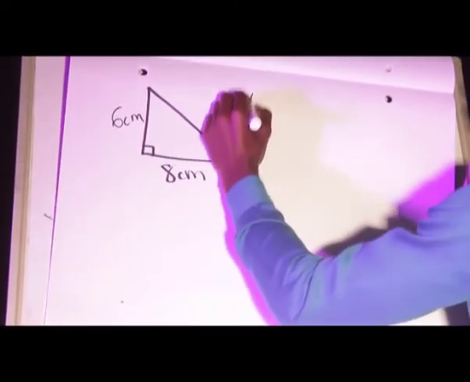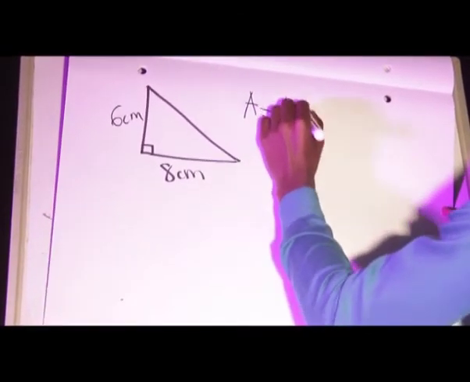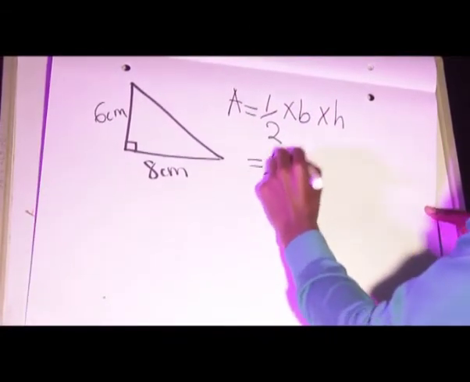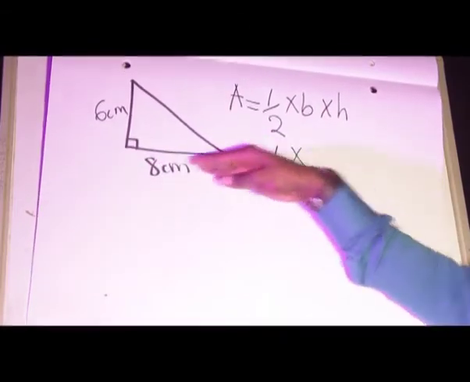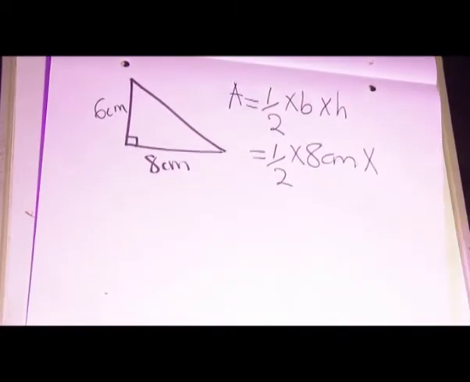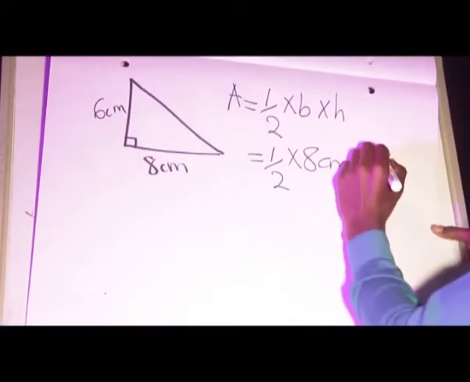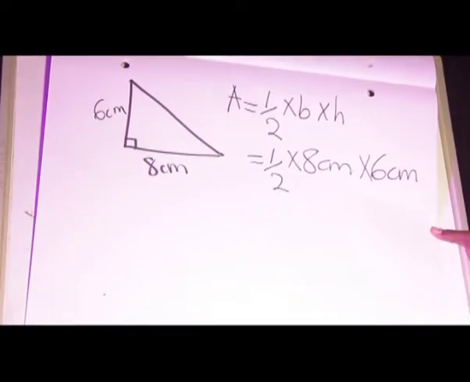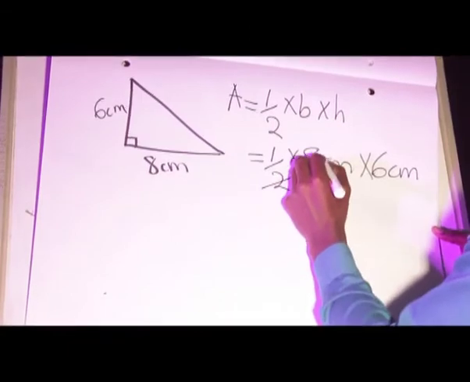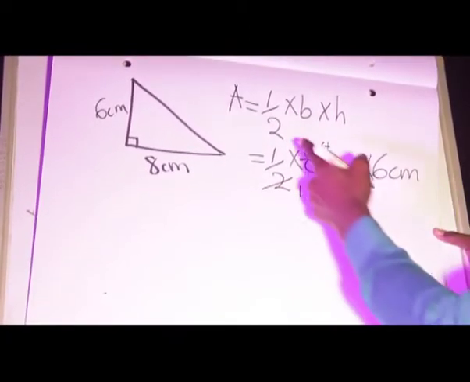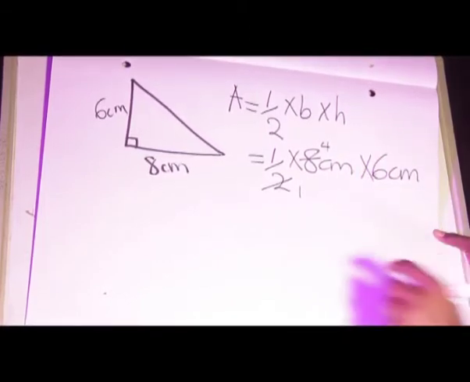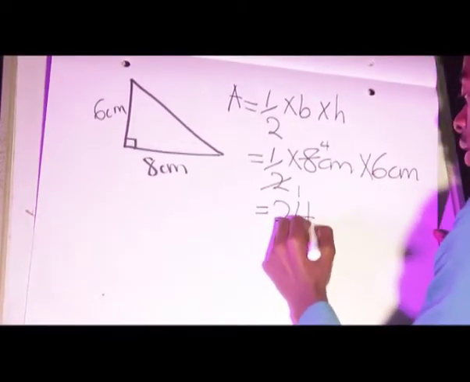Now, remember we said the area of the triangle is given as a half times the base times the height. Now we say that the base is this surface down here, which is 8 centimeters. So the base is 8 centimeters times the height here, which is 6 centimeters. So I can reduce by 2, 1 by 2, 4. So I have 1 times 4, which is 4. Then 4 times 6, which is 24. So my area is going to be 24.